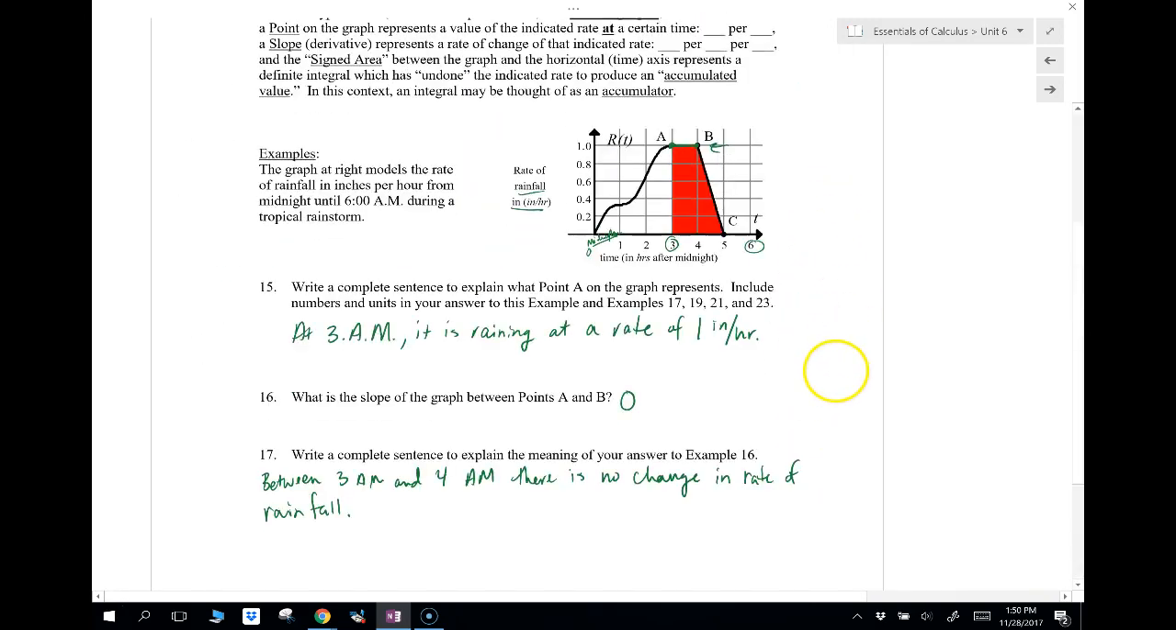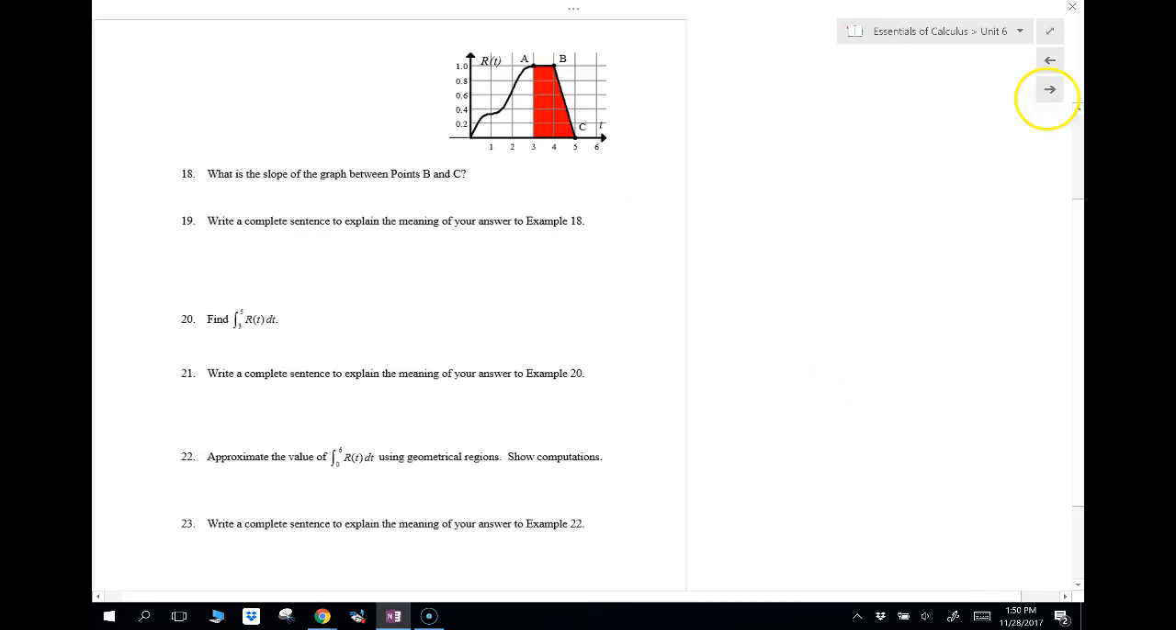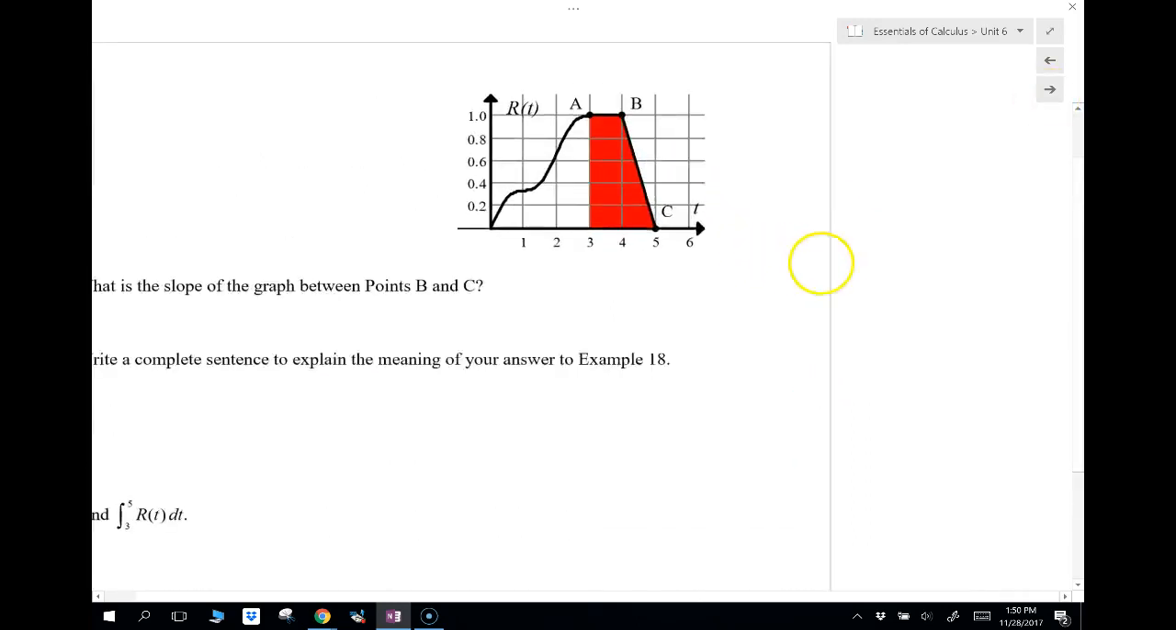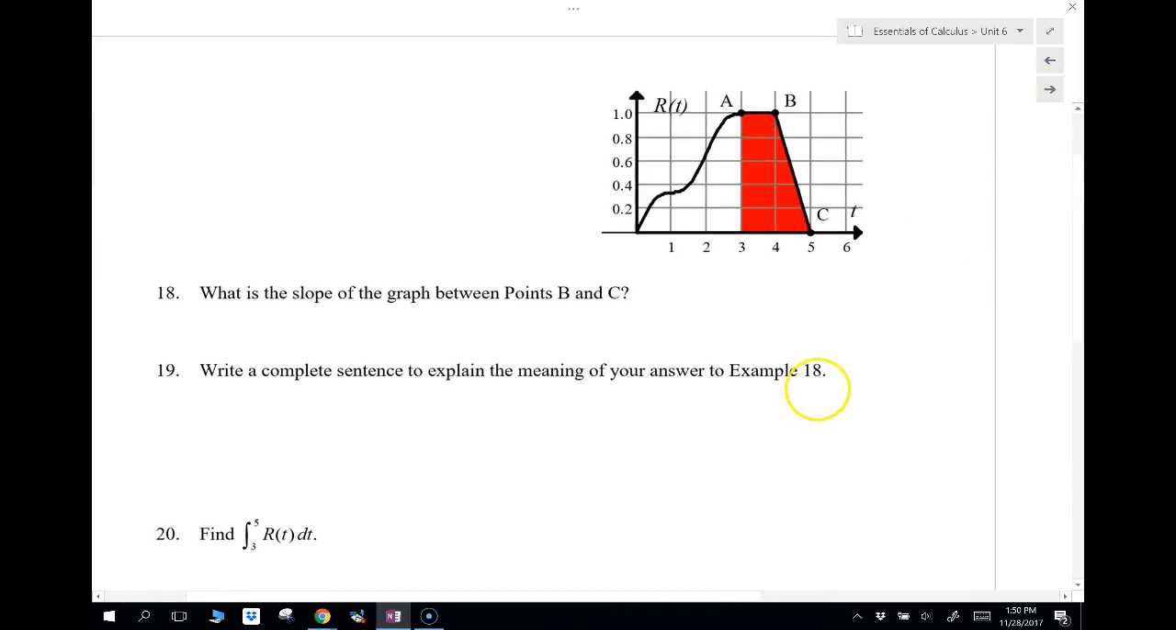Okay, now actually let me go to the next problem. I should have another picture there. So what is the slope of the graph between points B and C? All right, so here's B, here's C. Okay, rise over run. So 1, 2, 3, 4, 5 over 1. So it's going to be decreasing 5 over 1. So the slope is negative 5.